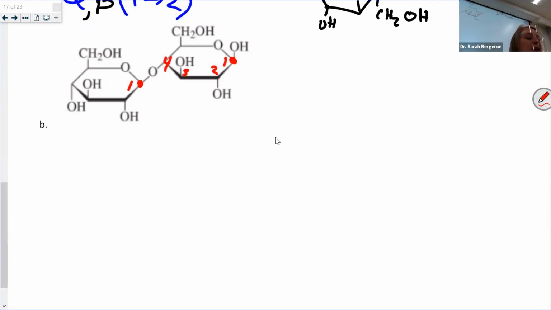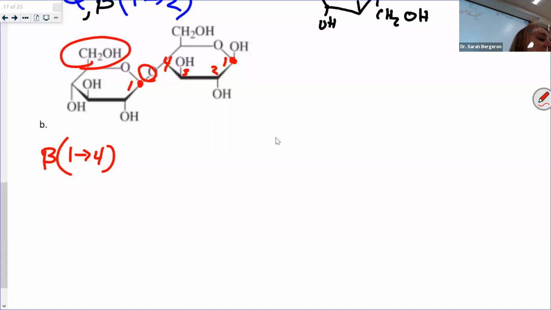So tell me, what kind of a linkage is this? It's a what? Beta 1,4. And how did you know beta? Because this is top, so this is cis, and cis is beta. Okay, now we have to draw our products. So draw exactly what you had before.